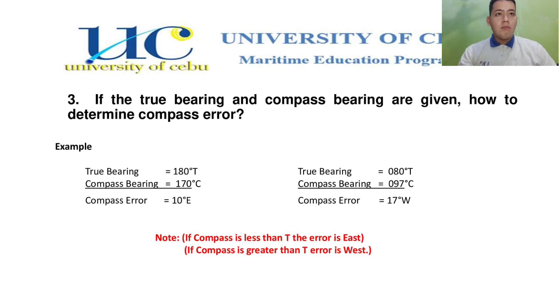So we have our example here. We have a true bearing of 180 degrees true and a compass bearing of 170 degrees. We should subtract the compass bearing from the true bearing. That's why we have the final answer: compass error is equal to 10 degrees east. The result is east because of the rule that if the compass is less than the true bearing, then the error is east.